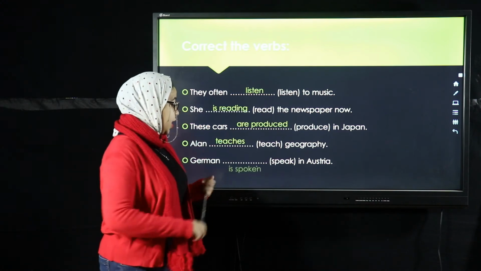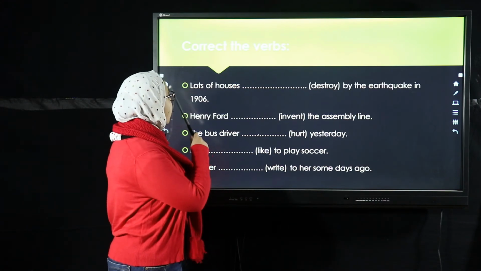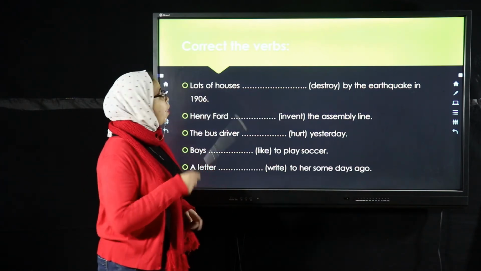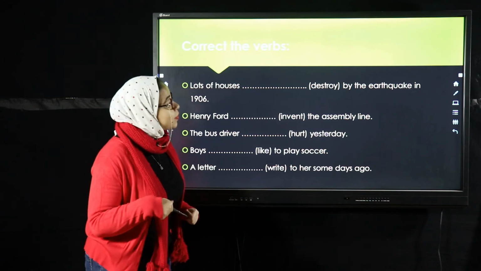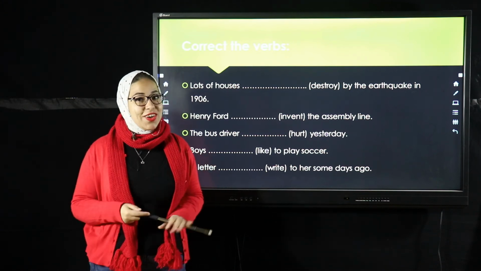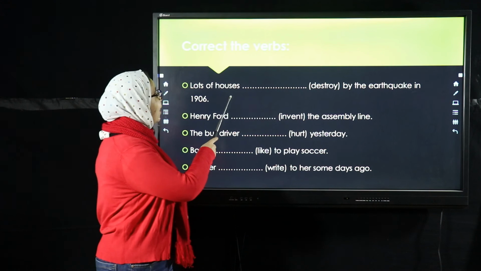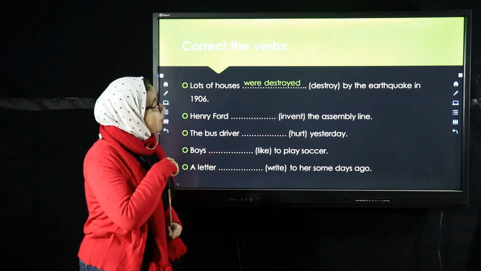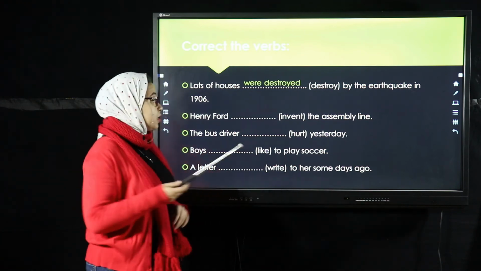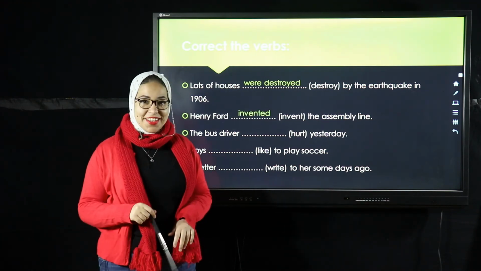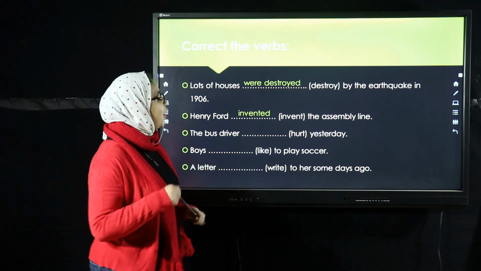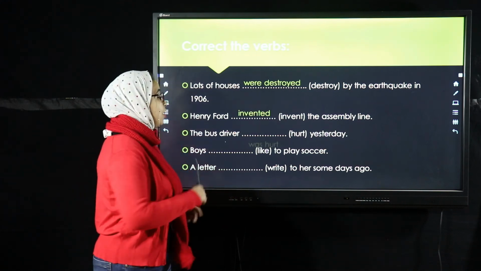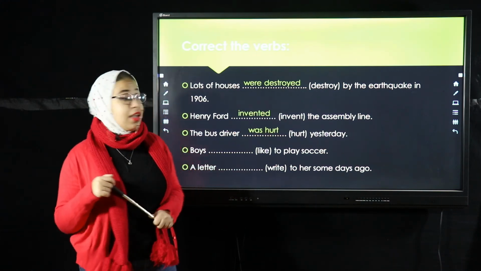So is spoken. Lots of houses destroyed by the earthquake in 1906. So what's going to happen here? Of course, you got the hang of it right now. Excellent. Were destroyed. Henry Ford invented the assembly line. Invented. Excellent. The bus driver hurt yesterday. Who hurt him? So, was hurt yesterday.